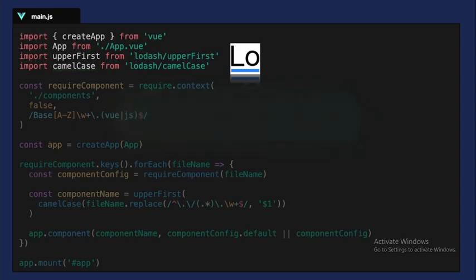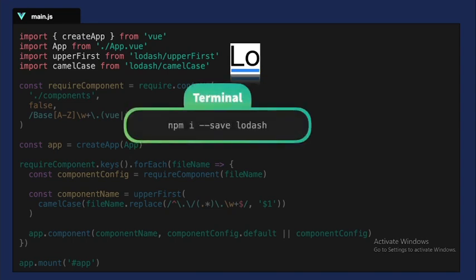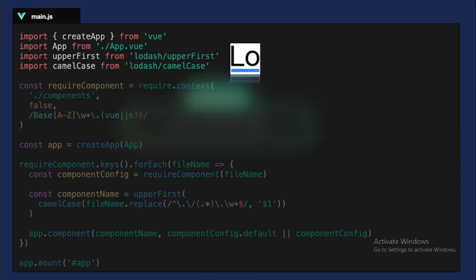To actually be able to use Lodash in our project, we first need to add it to our application. Please open up a terminal and run the following command on your project root. This will add Lodash to your package.json file and install the dependency files in your node_modules folder.